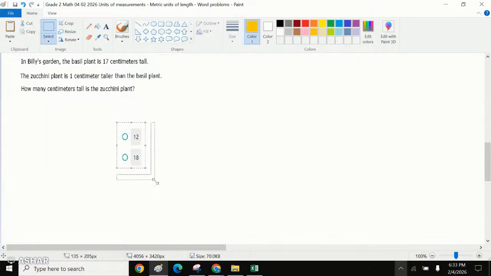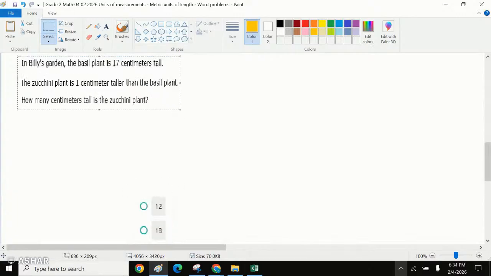The two options given are these, 12 or 18. And I'll just resize this. Okay. This is our question number 1 from the test. Okay, let's try doing this together.